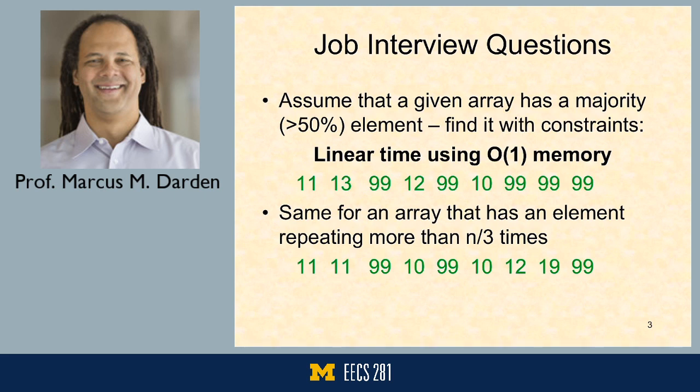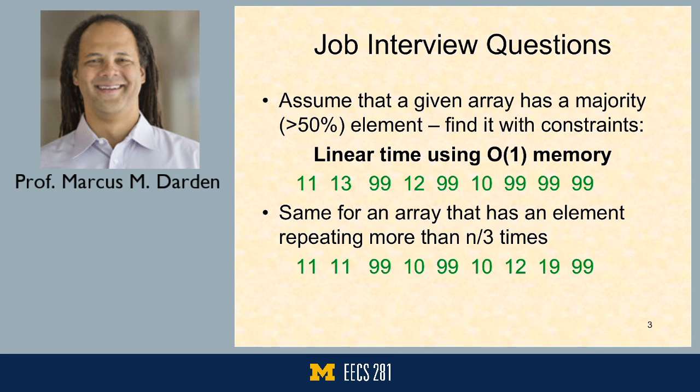So the second job interview question, same sort of thing. We've got an array now that has an element that's in there more than a third of the times. Still trying to track down that element in linear time using a constant amount of memory. Well, maybe not a constant amount of memory, but it's not a linear amount of memory.